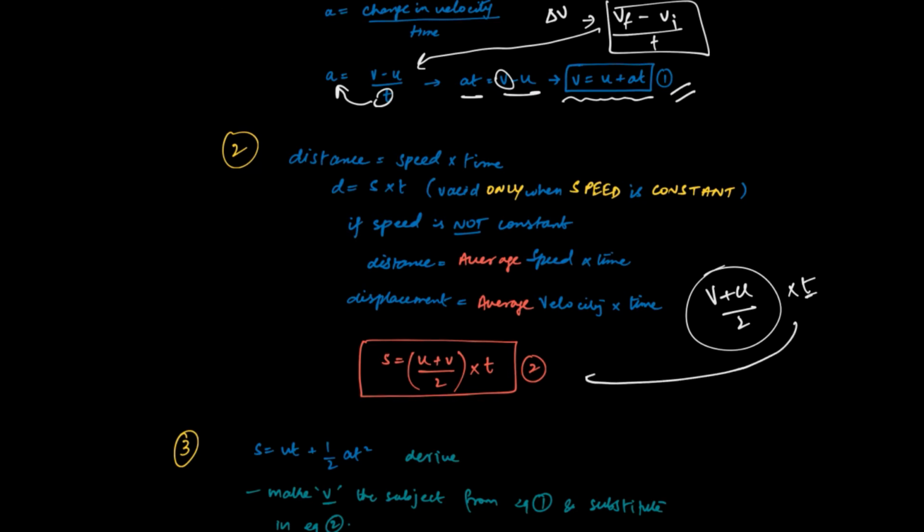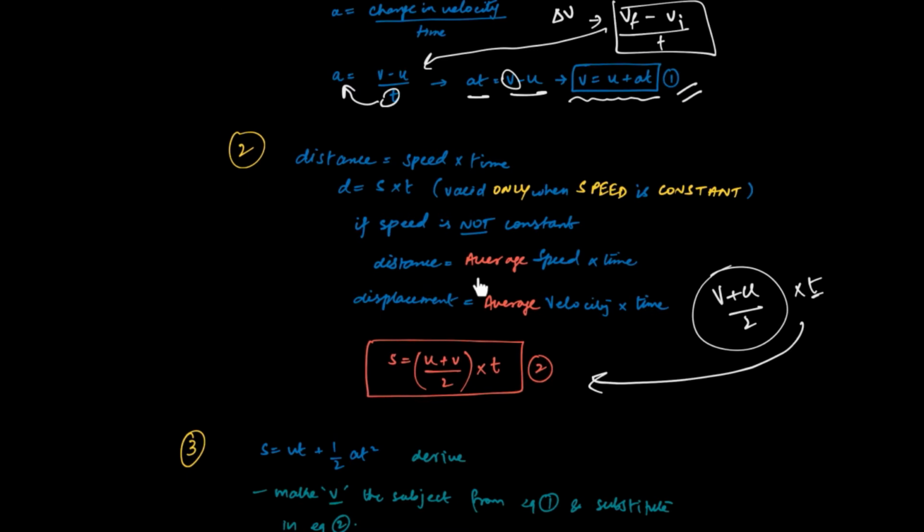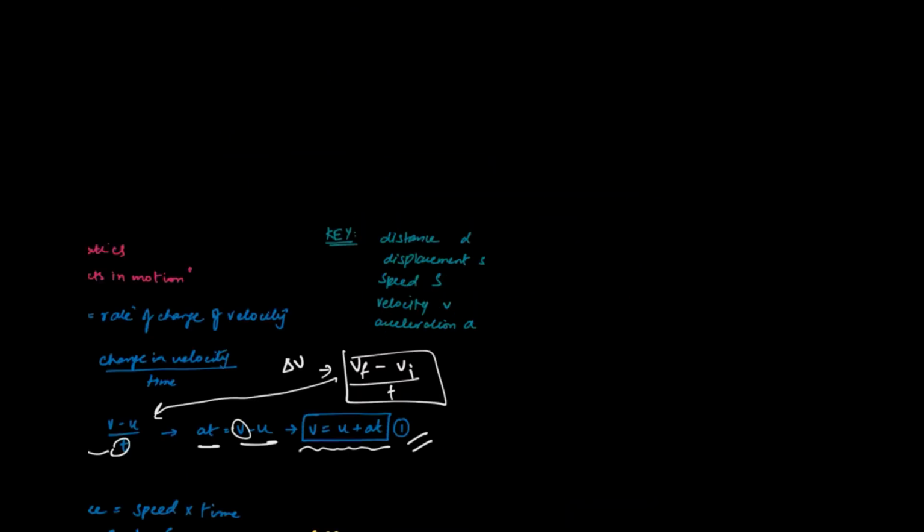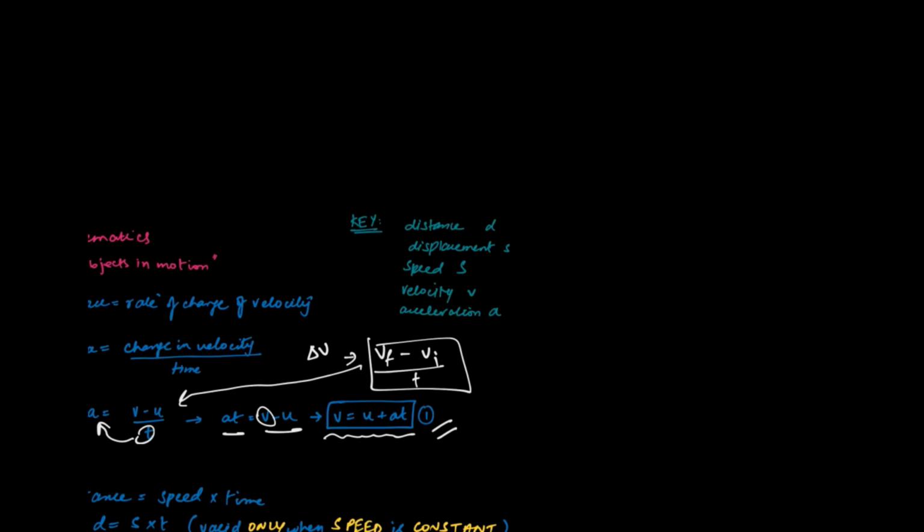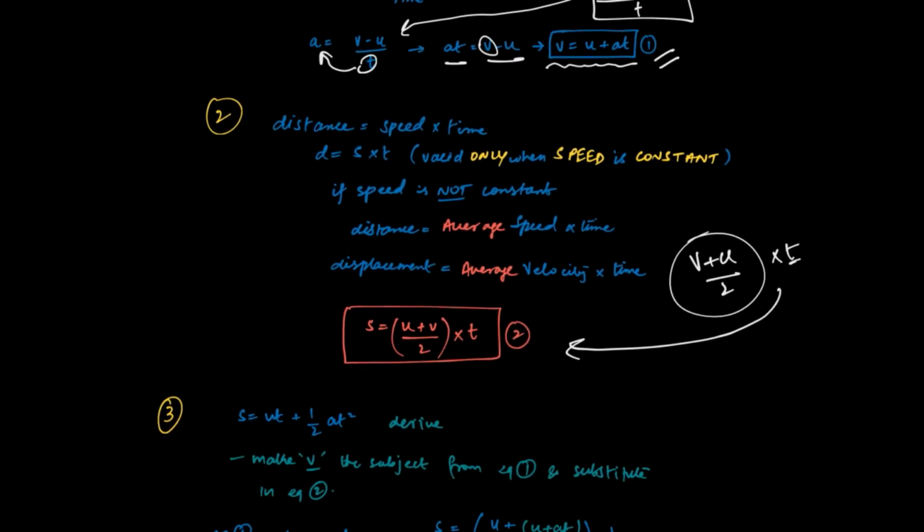So this gives us the formula, and we have just replaced these words with the letters we just saw in the key. Displacement is replaced by the letter s. Average velocity is final velocity plus initial velocity, v plus u, divided by 2 to take out the average, and into the time taken represented by the letter t. And this is our second equation of motion.